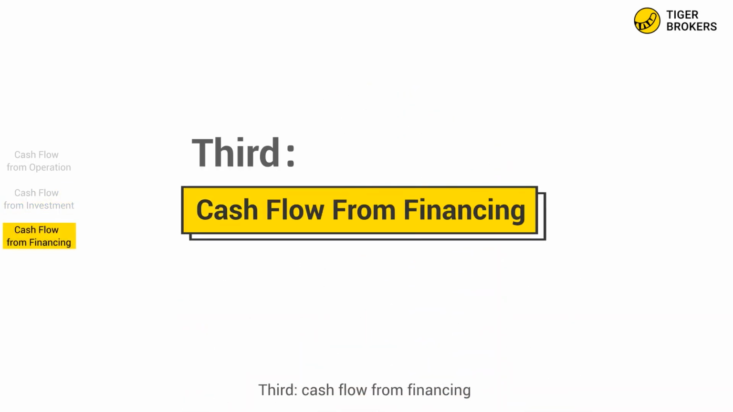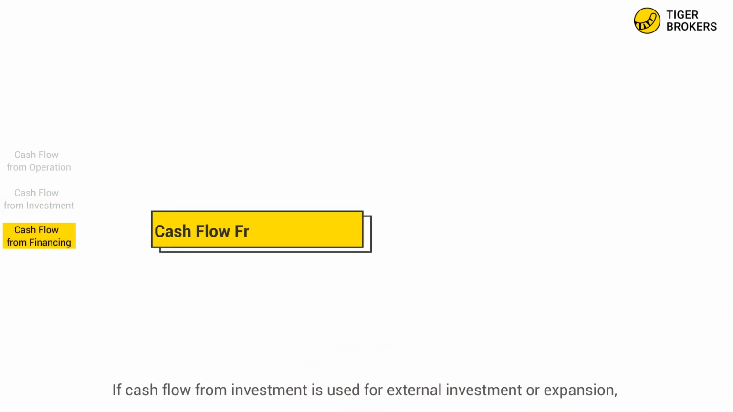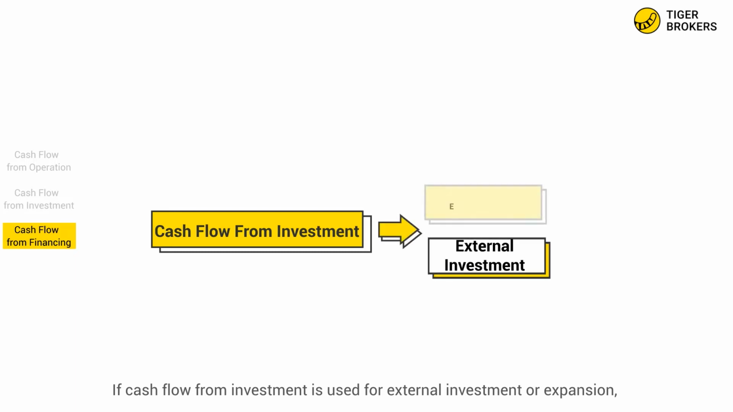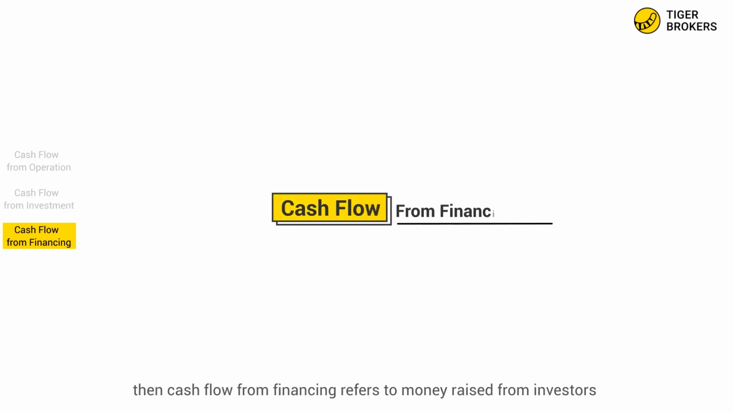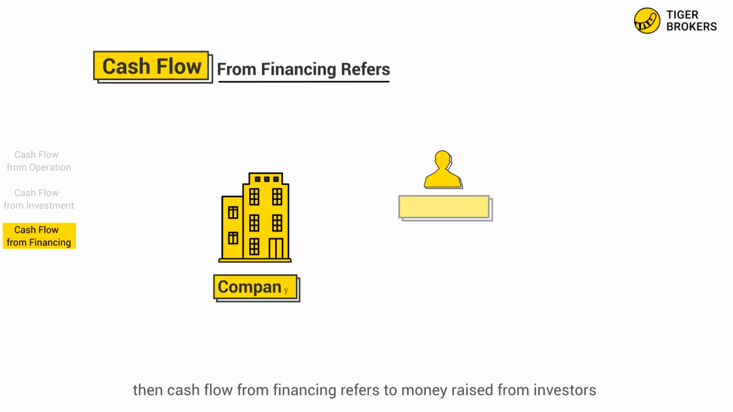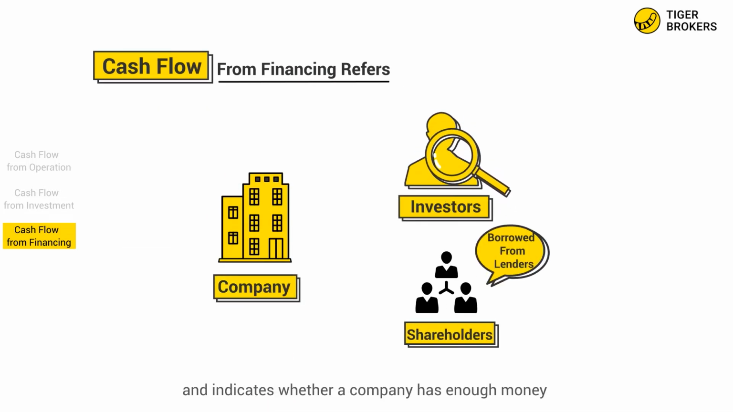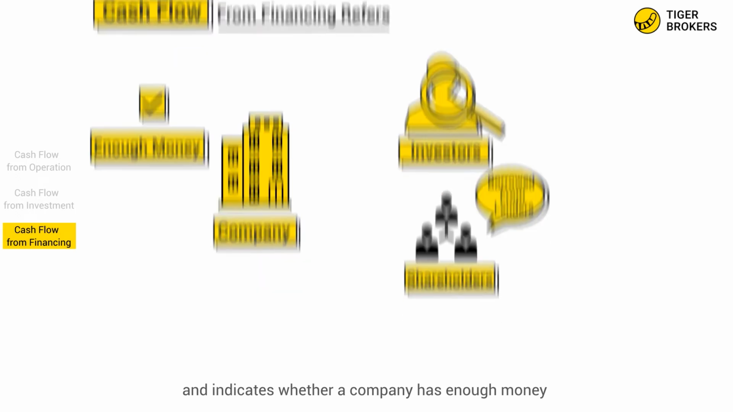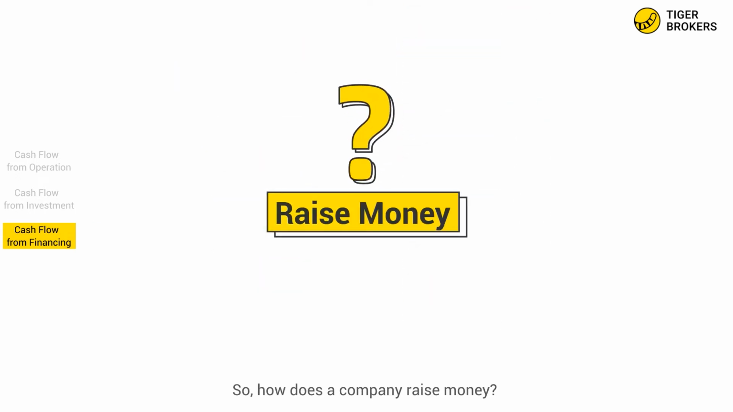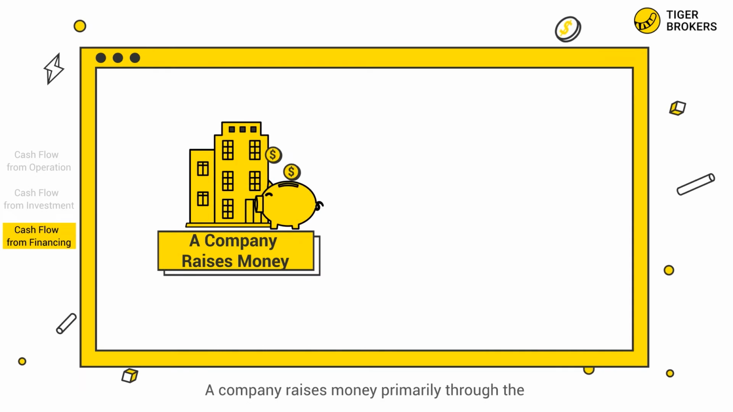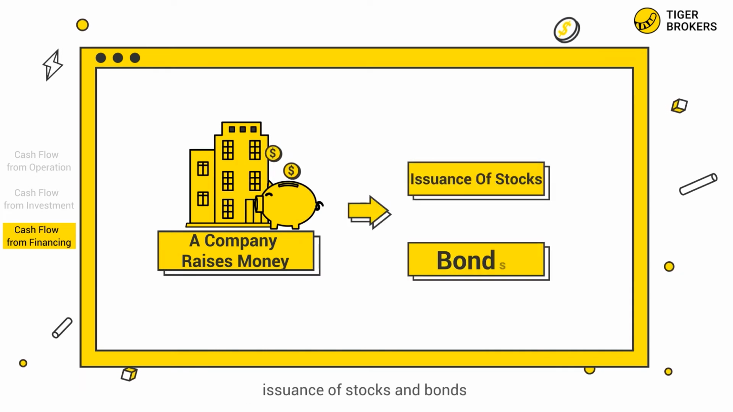Third, cash flow from financing. If cash flow from investment is used for external investment or expansion, then cash flow from financing refers to money raised from investors and shareholders or borrowed from lenders, and indicates whether a company has enough money. So, how does a company raise money? A company raises money primarily through the issuance of stocks and bonds.